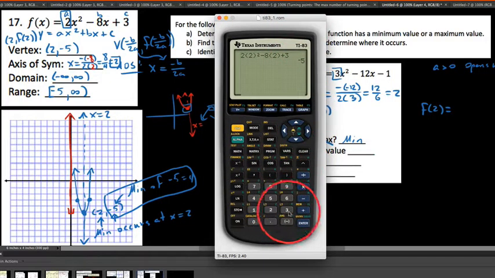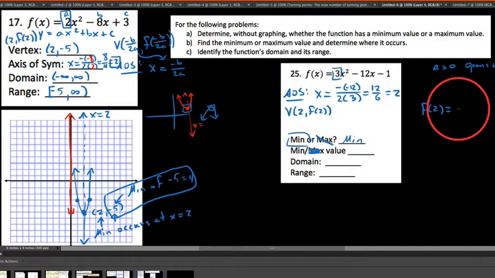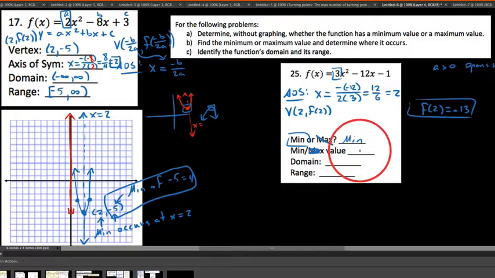So what is our function value when we plug 2 into it? Let's go ahead and do this here. We would get 3 times 2 squared minus 12 times 2 minus 1. And so I end up with negative 13 as my y value here. So interestingly, what I can tell you is that the minimum value of my function is negative 13, but the reason why is because we were really trying to figure out what's the lowest our graph went in this case, and it's just that y value right there.